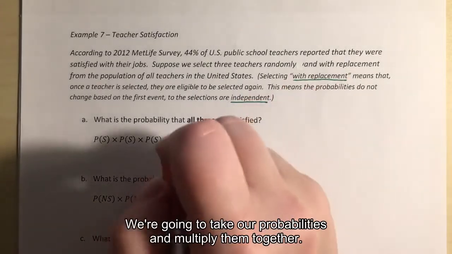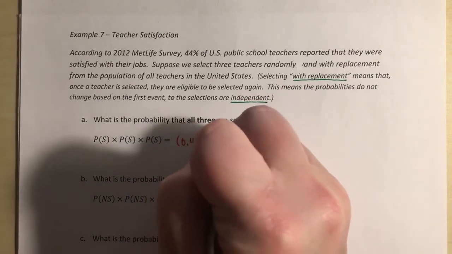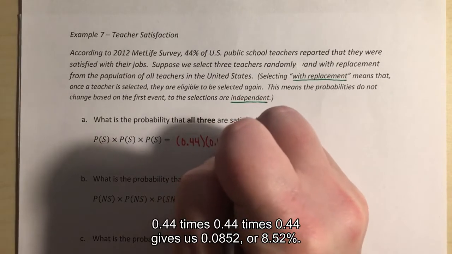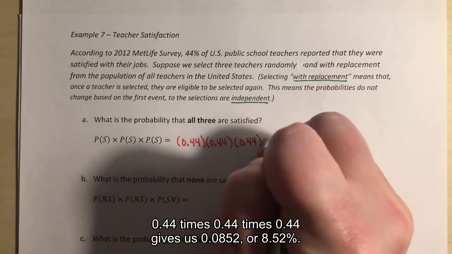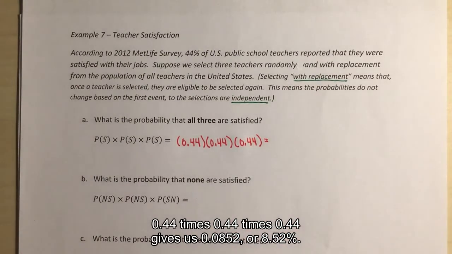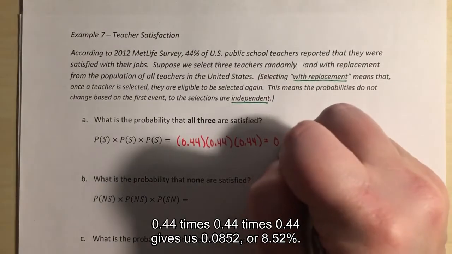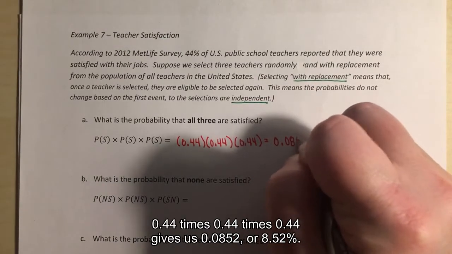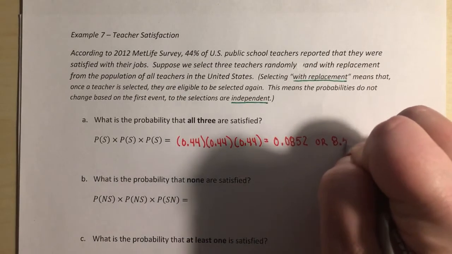Okay. So we're going to take our probabilities and multiply them together. 0.44 times 0.44 times 0.44 gives us 0.0852, or 8.52%.